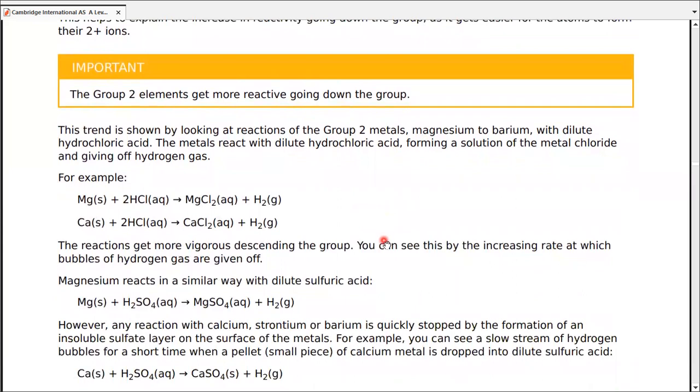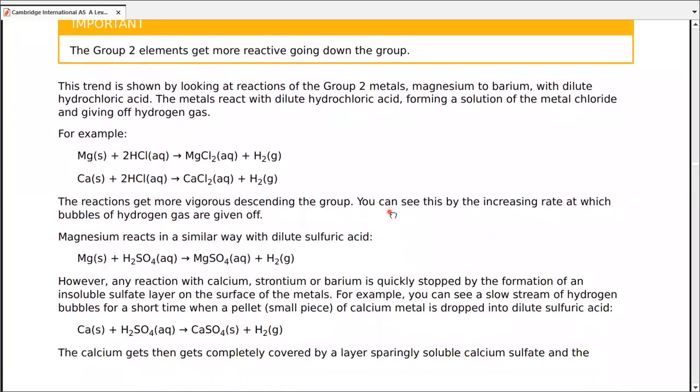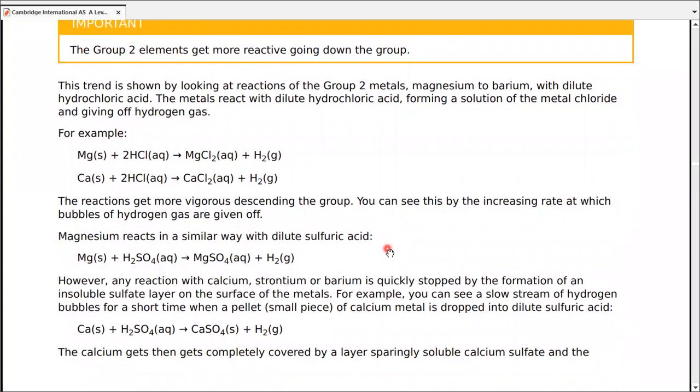The group 2 elements get more reactive down the group, an important part, something that I've repeated a couple of times, so it shouldn't be difficult. So moving on, the trend is shown by the chemical reactions of group 2 metals. I hope you do understand that we have discussed different types of reactions for group 1, so we can do the same. Back in IGCSE, the reactions that we commonly discussed were the reaction with oxygen in the air, the reaction with water, or usually the reaction with a dilute acid.